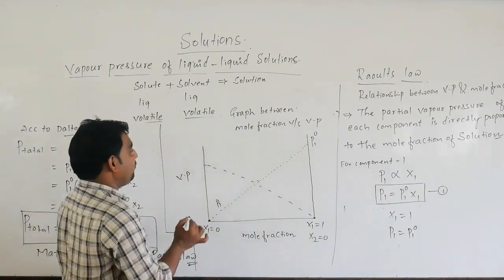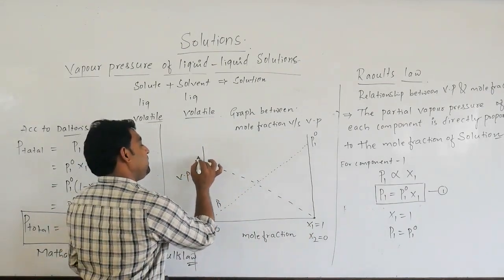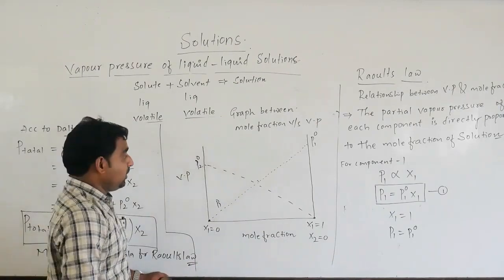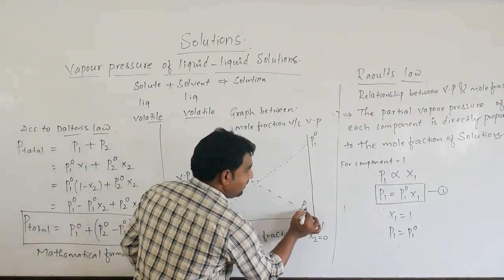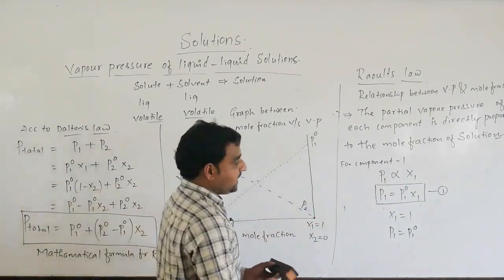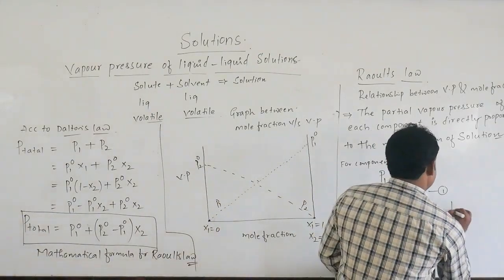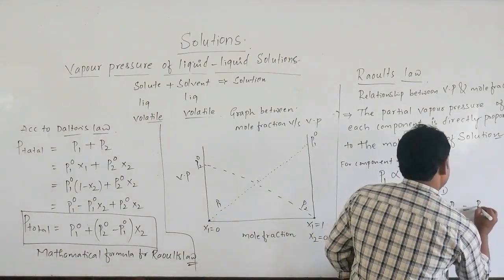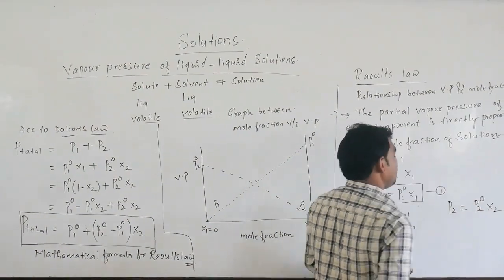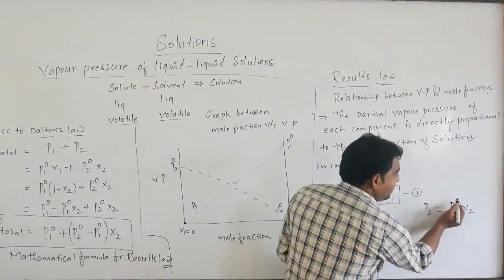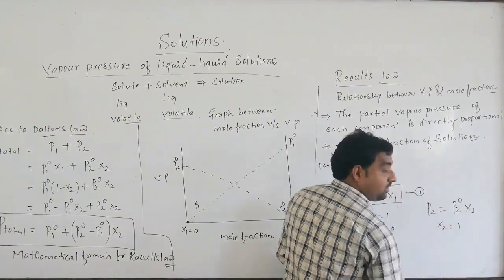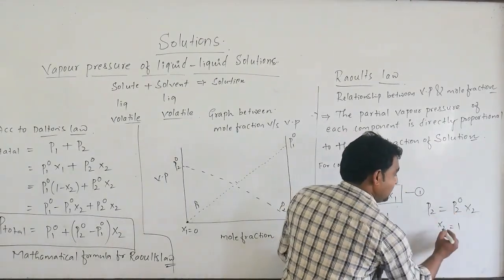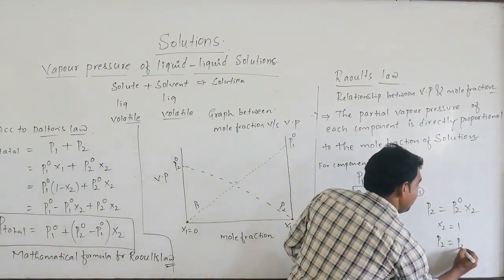How much is the maximum value? That is the P2 naught maximum value. When will P2 become P2 naught? From the second equation, P2 is equal to P2 naught into x2. P2 will become P2 naught when x2 is equal to 1. So when x2 is equal to 1, P2 becomes P2 naught.